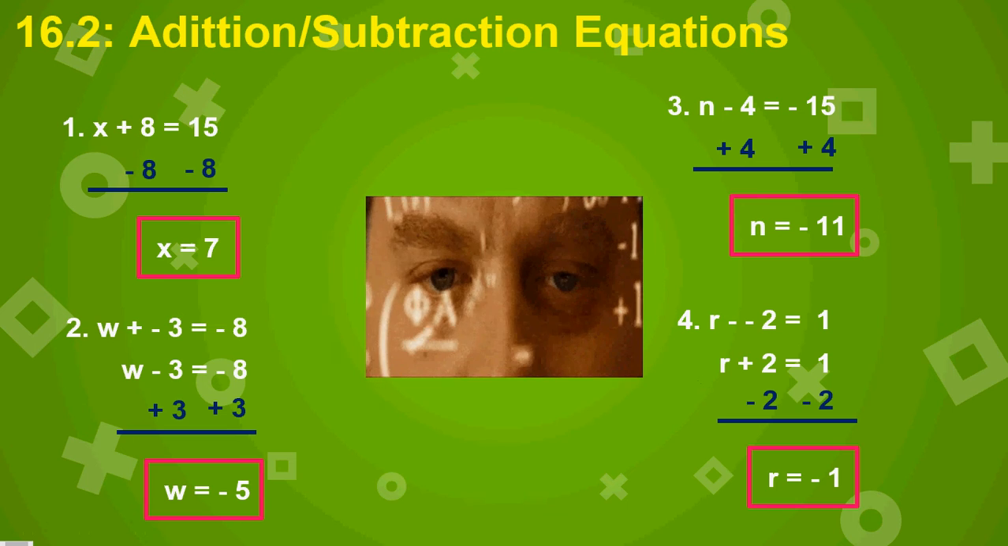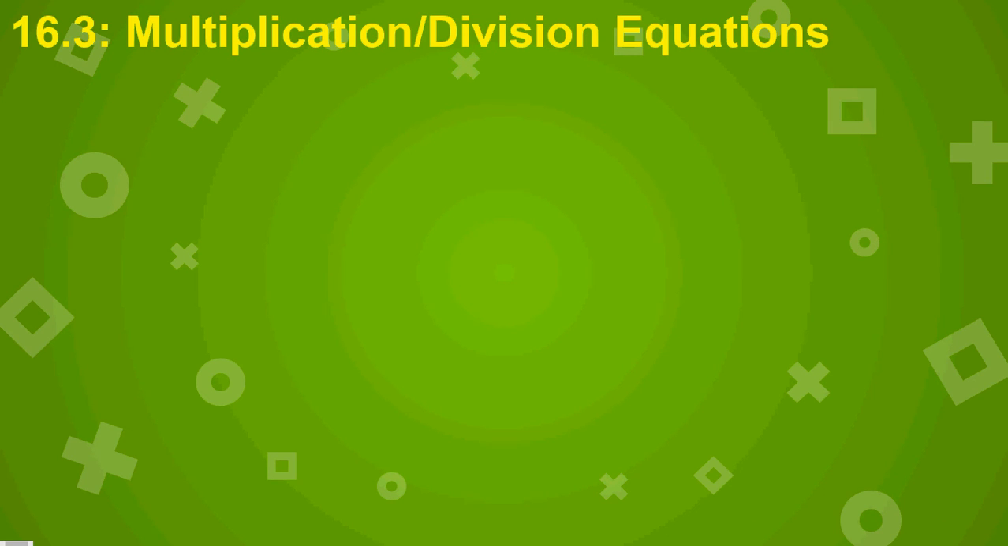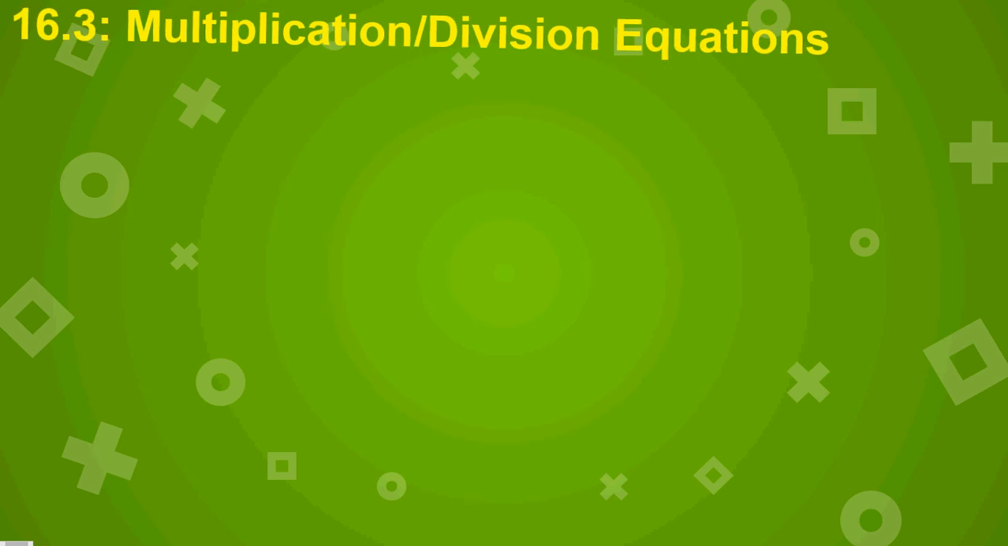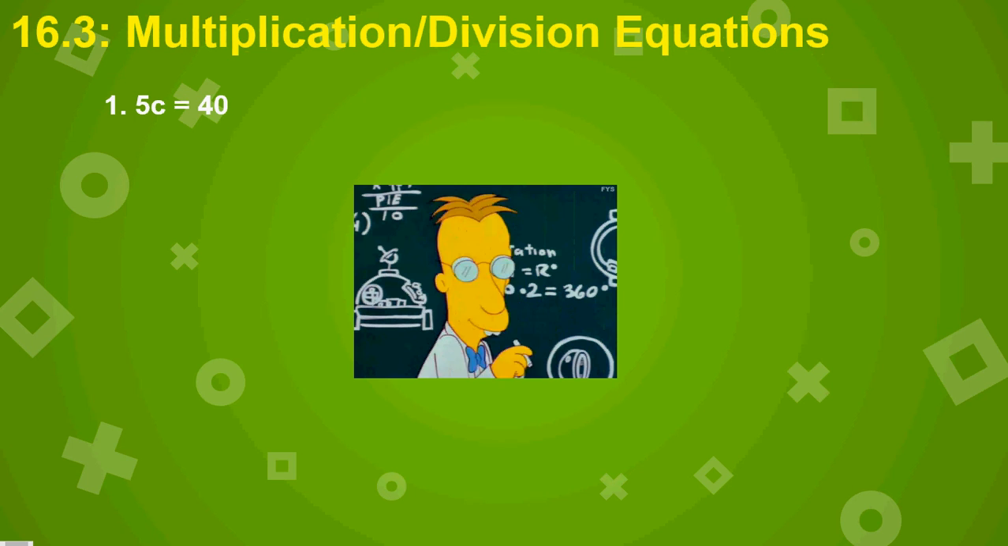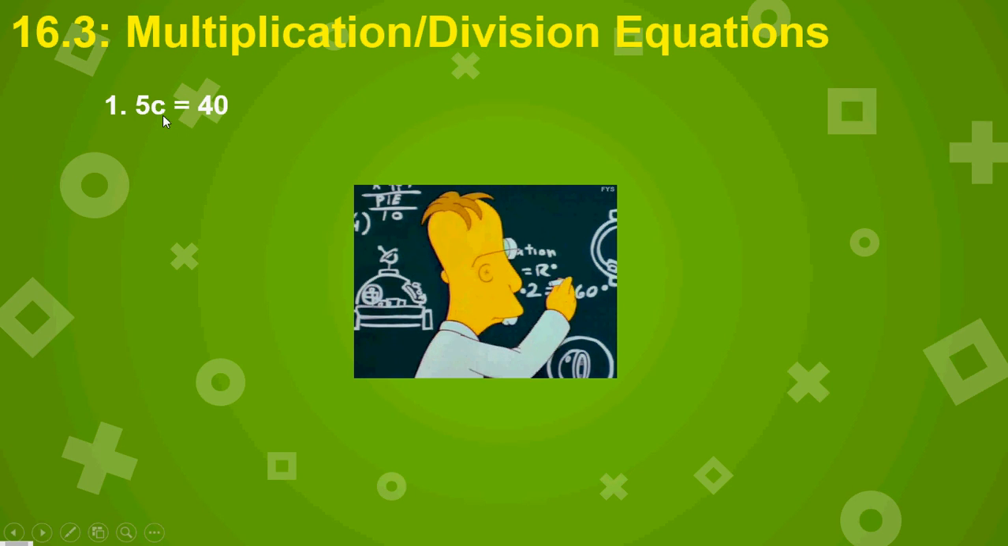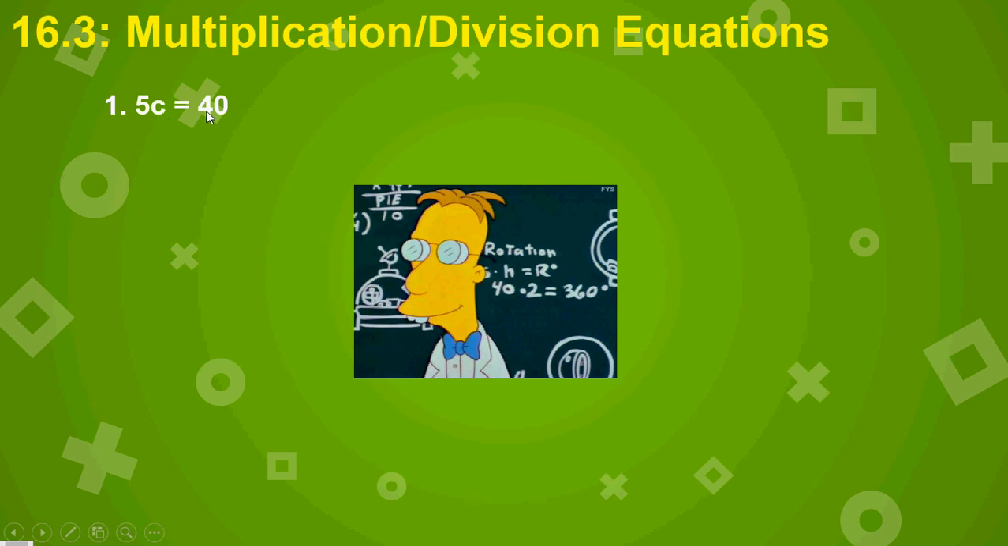Let's go to 16.3. That is the same. The only difference is multiplication and division. Okay. Now, let's find the same thing. 4 exercises. The first one is 5 times c equals to 40.